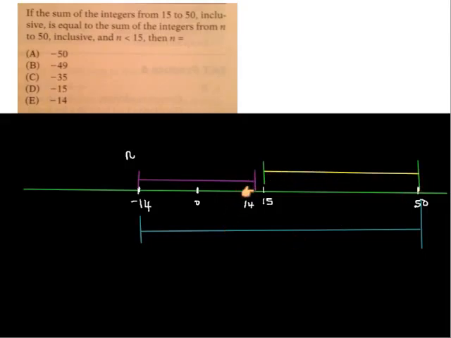So the only integer we can come up with is negative 14. If we add negative 14 to 0, and then 0 to positive 14, the entire sum will end up being 0, and we're back to 15 to 50. And this is what we wanted our answer to be. You can pause the video and think about it for a little bit, and I think it'll come clear if you have some time to think about it.